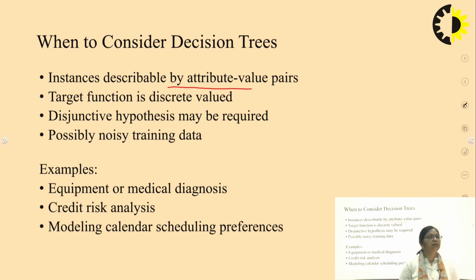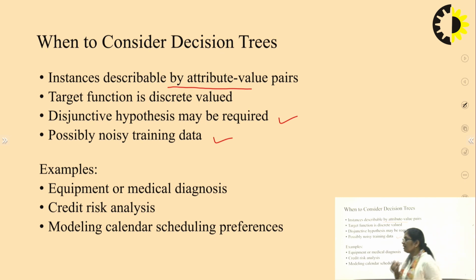The second possibility is the target. Where should you apply the decision tree? In the case of a discrete value target function, that is our classification. We may also have disjunctive hypotheses, where we use this or that. In that case, we can apply a decision tree. And one more important point is that a decision tree can be applied when we have noisy training data. It can handle the noisy data.